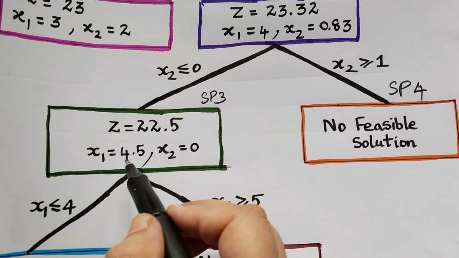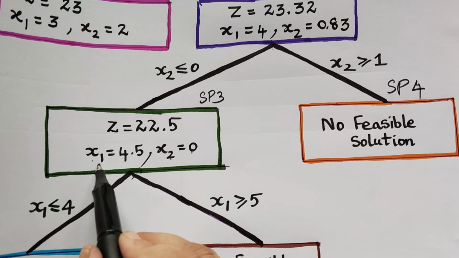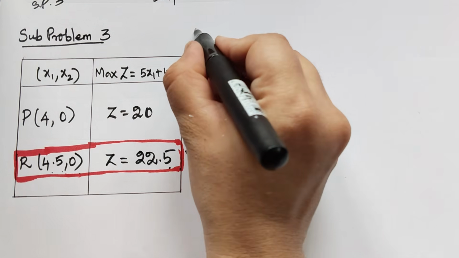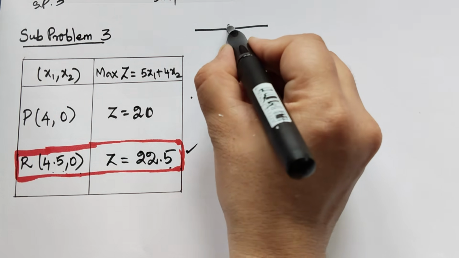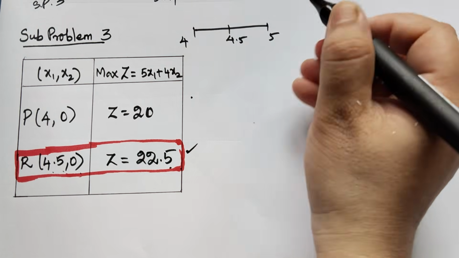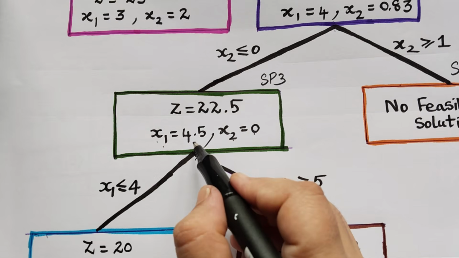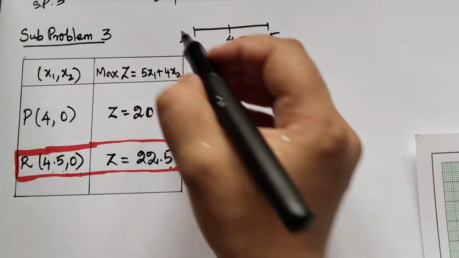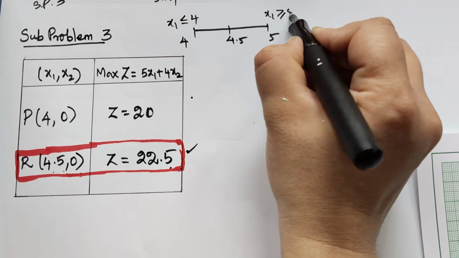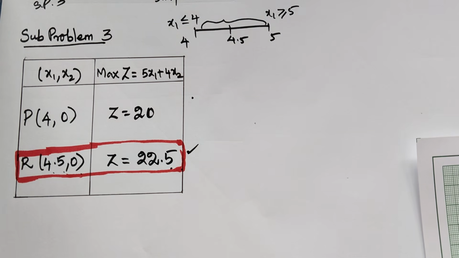So how will the branch be? Here x2 is 0, and the only value is x1 equal to 4.5. So 4.5 lies in between the integral values 4 and 5. So we are branching for x1, right? So we have to choose x1 lesser than or equal to 4 and x1 greater than or equal to 5 in order to eliminate this region. And so these are the two new constraints added to the problem.